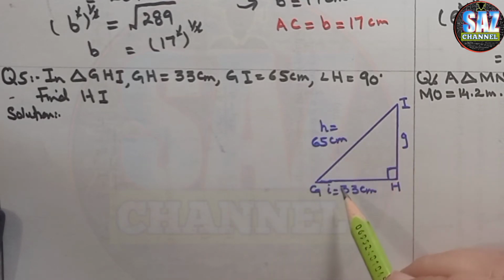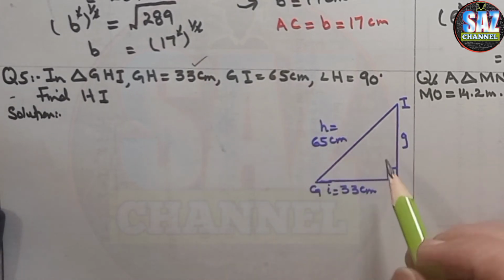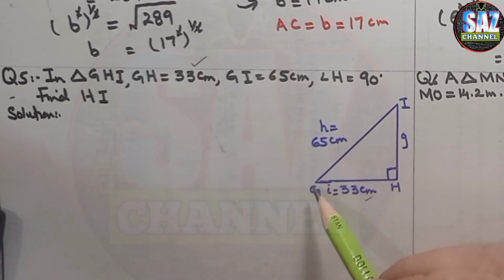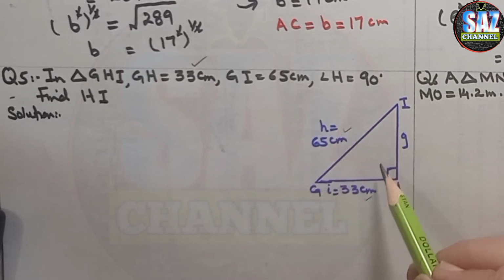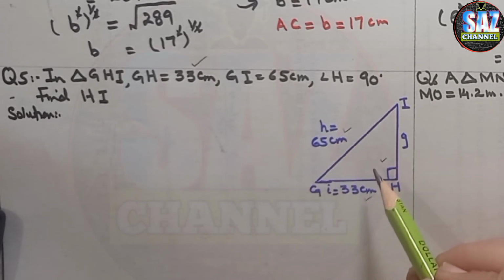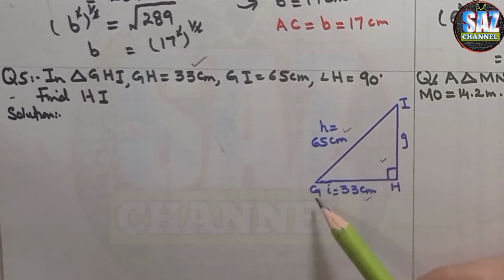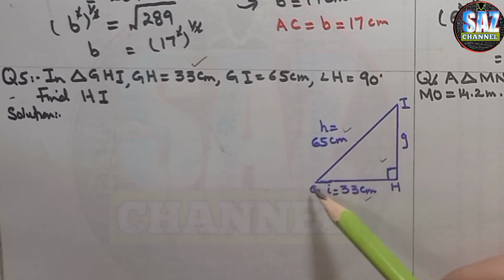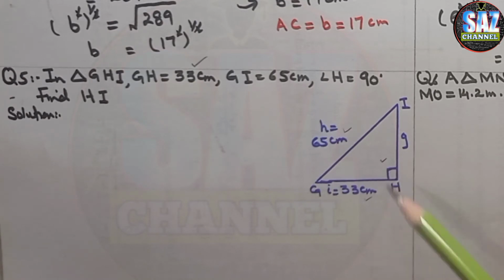In triangle GHI, GH is 33 centimeter, and GI is 65 centimeter, and angle H is 90 degree, and we have to find the length HI. Okay, now again we have to see that the given information is that we are given with GH, so I have marked the length GH here, and then the other information is about GI, which is 65 centimeter, and angle H is of 90 degree.